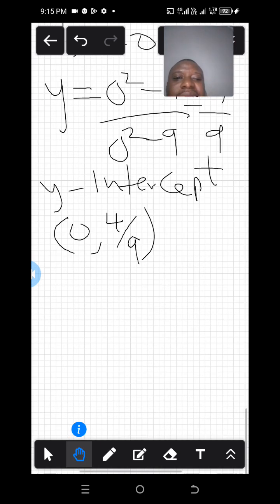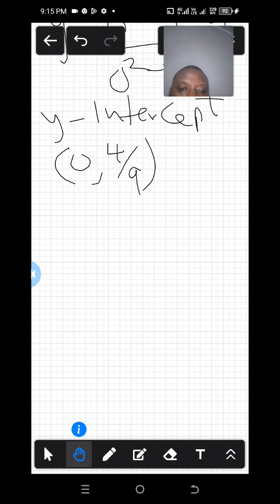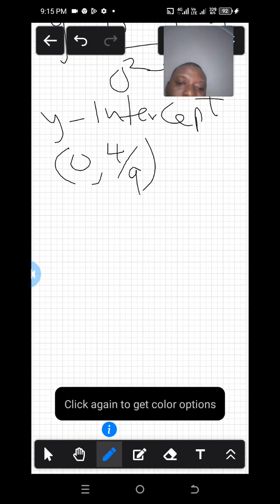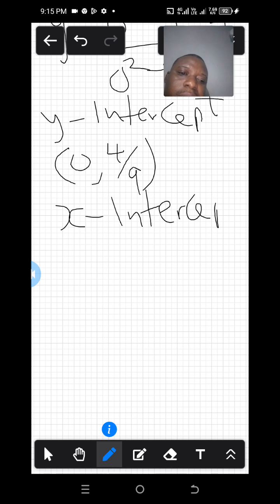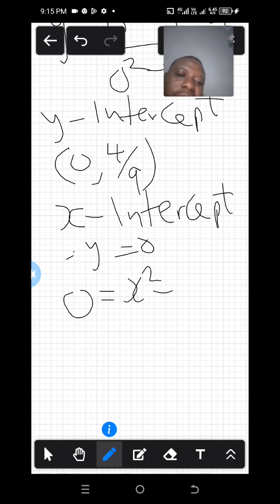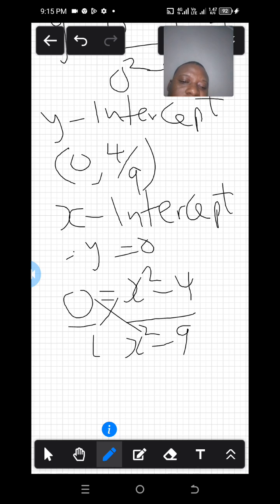So that is y-intercept. But for x-intercept, it occurs when y is 0 here. So definitely we say 0 equals x squared minus 4 over x squared minus 9. So we cross multiply and we have x squared minus 4 equal to 0.